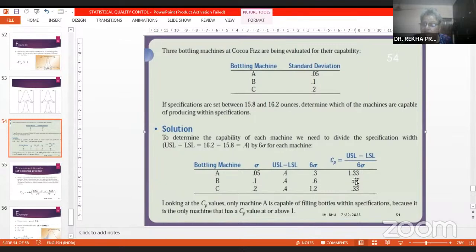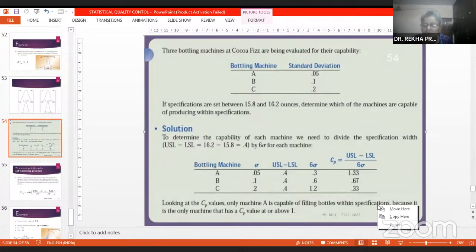So it is more than 1. These two are less than 1. So you reject these two and you accept this. Looking at the CP values, only machine A is capable of filling bottles within specifications, because it is the only machine that has a CP value at or above 1.